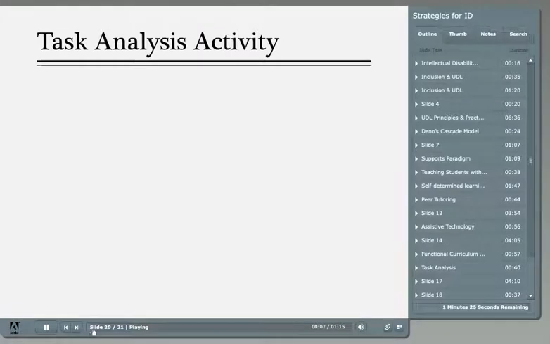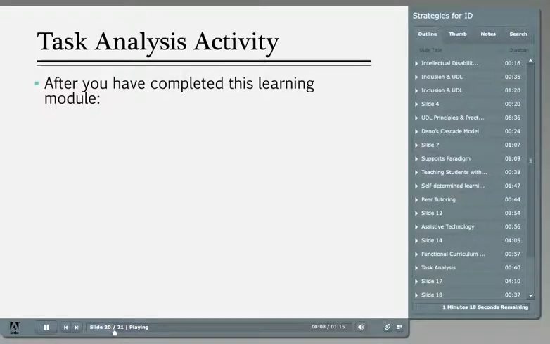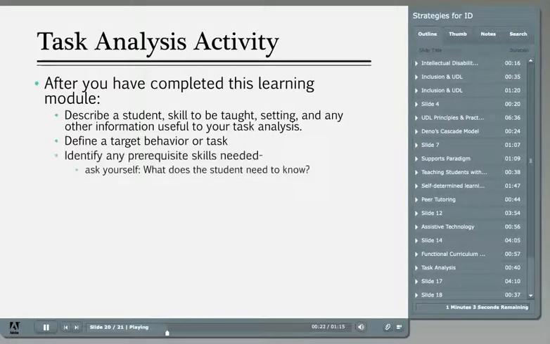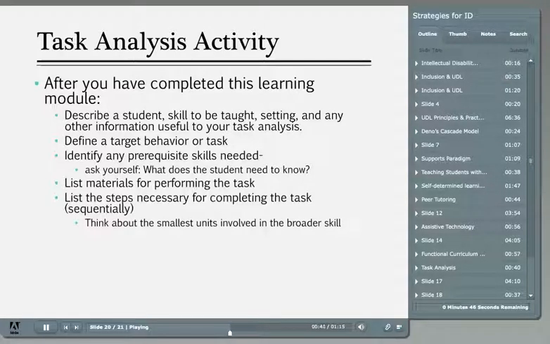After you have completed this learning module on intellectual disability, complete the following task analysis activity. First, you will need to describe a student, skill to be taught, setting, and any other information useful to your task analysis. Then clearly define your target behavior or skill to be taught. Next, identify any prerequisite skills that may be necessary in order for learning of the defined skill to be successful. Ask yourself, what does the student need to know? Then list any materials that will be needed for performing the behavior or skill to be taught. Finally, think about all of the necessary steps for completing the task in a sequential order.